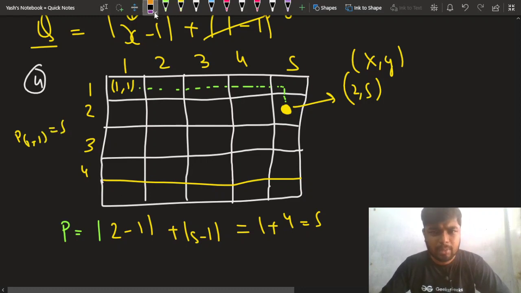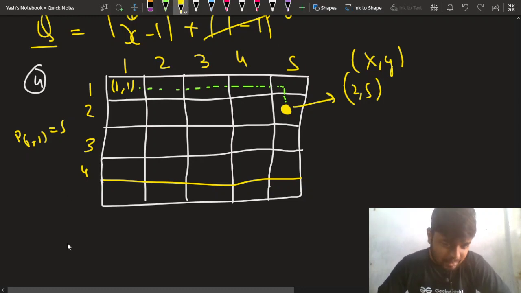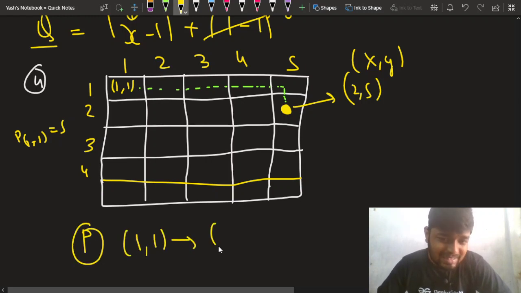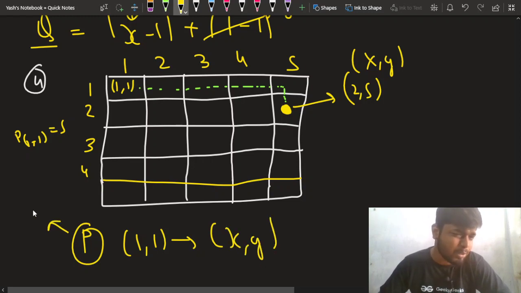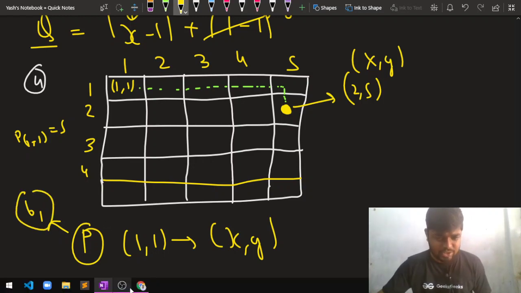Now how do you determine the value? How do you check what the possible cases can be? Let's suppose that you didn't know, but you know that p is the distance of the point 1 comma 1 from x comma y. This is what will be given to you. P is nothing but b1, right? This b1 will be given to you, as it is stated in the question, let me show you.